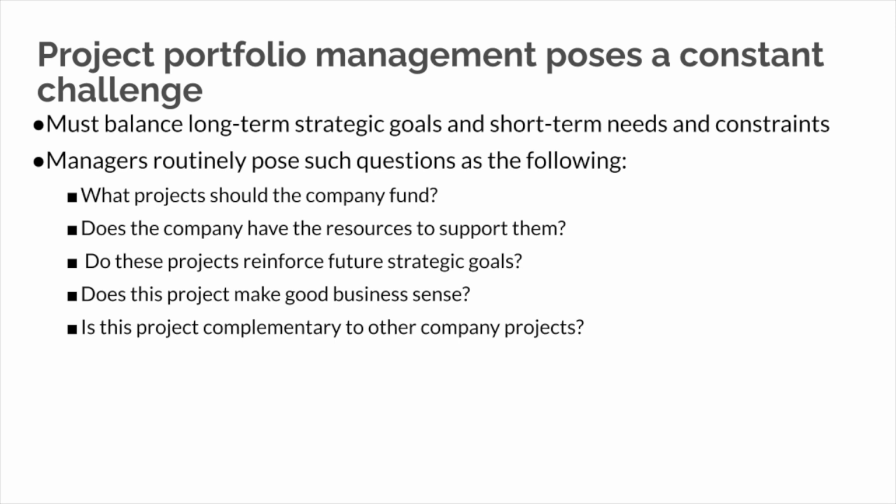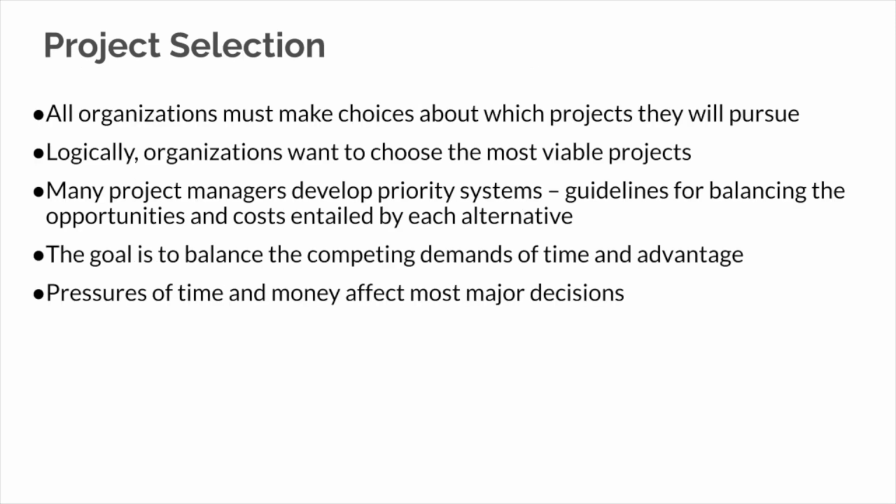So managers need to ask, what projects can we fund? Does the company have resources to support them? Does the project reinforce the goals? Does the project make good business sense? And is the project complementary to the other company projects? So we really need to narrow down our potential projects. All organizations must make a choice between the projects they pursue. Logically, organizations want to choose the most viable projects, and many project managers develop priority systems, and we're going to talk about these priority systems next.